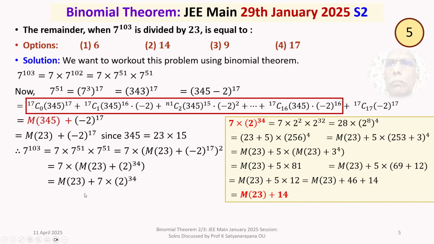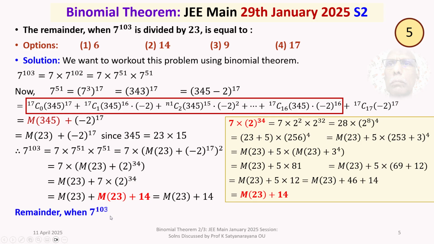So come back here and substitute here. So some multiple of 23 plus a multiple of 23, some multiple of 23, is equal to some multiple of 23 plus 14. Now divide by 23. If you divide by 23, you will get the remainder 14. So the remainder when 7 to the power of 103 is divided by 23 is 14.